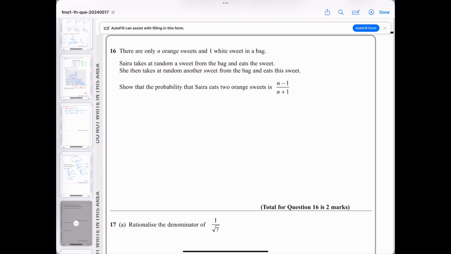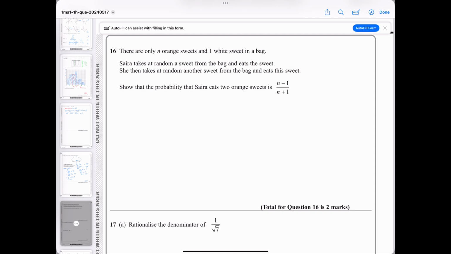There are n orange sweets and one white sweet in a bag. Sarah takes at random a sweet from the bag and eats the sweet. She then takes at random another sweet from the bag and eats this sweet. Show that the probability that Sarah eats 2 orange sweets is (n minus 1) over (n plus 1).